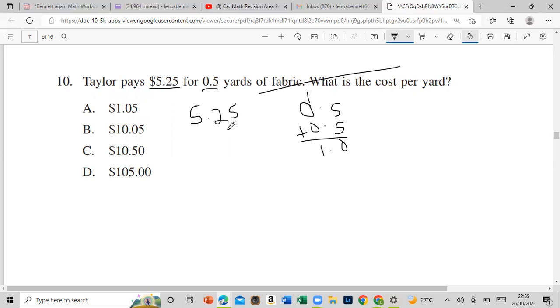Very nice question. Sorry, I was interpreting it wrong at first, but then I see what's happening. 5 and 5, 10, 0, 1. 5 and 5, 10.